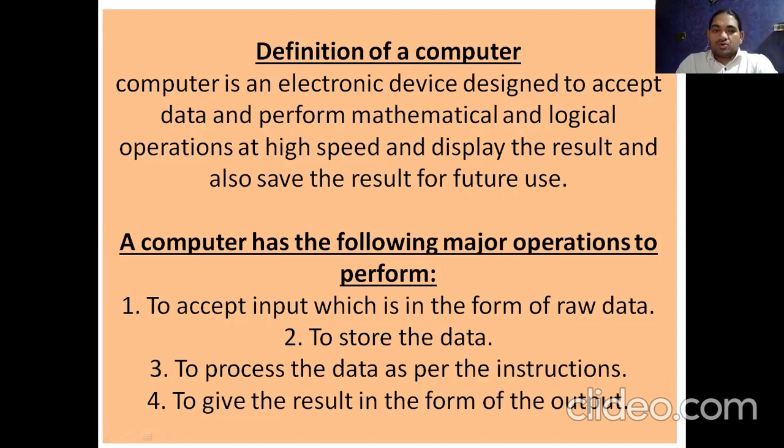A computer has the following major operations to perform. Number one, to accept input, which is in the form of raw data, to store the data, to process the data as per the instructions, to give the result in the form of the output. So whatever you are typing with the keyboard is an input, whatever you can see on your screen is an output, right? So these all major operations take place when we are operating computers.